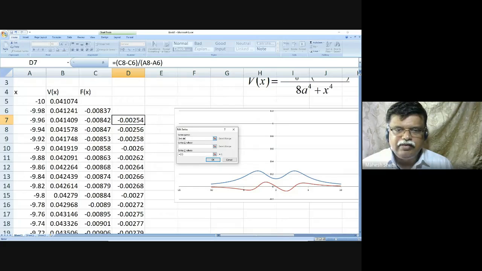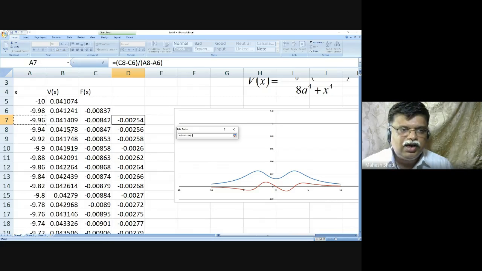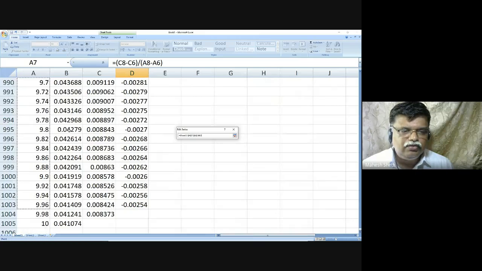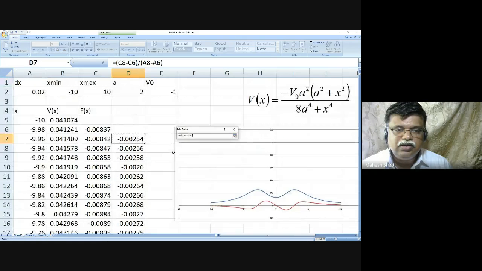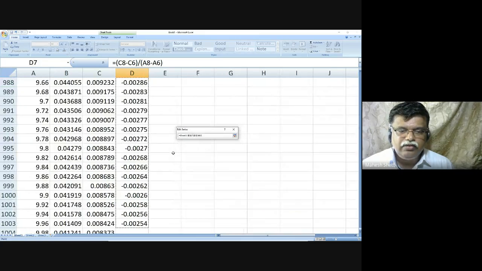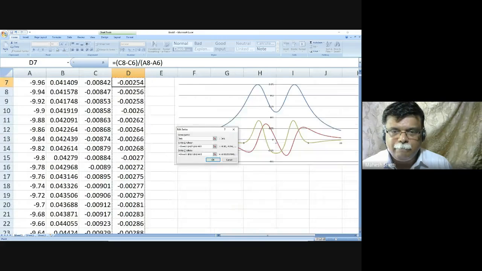Actually, it is not second derivative. It is, to be real, it is jerk, because it's a derivative of force. Okay, and x values are going to be from this point to this point, and y values are going to be this point to this point.